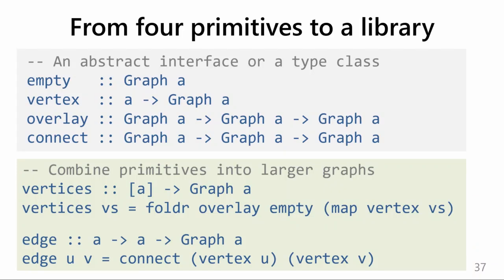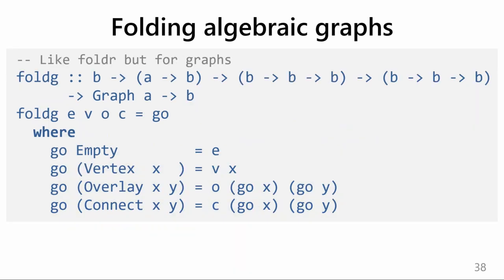So here, given a list of vertices, I create a graph that contains all these vertices but no edges. It's just a fold using overlay and empty, and I can build up the singleton vertices first and overlay them. And I'll create an edge, almost like a sentence in English. To create an edge, you connect a vertex to a vertex, which I find quite convenient in this representation.